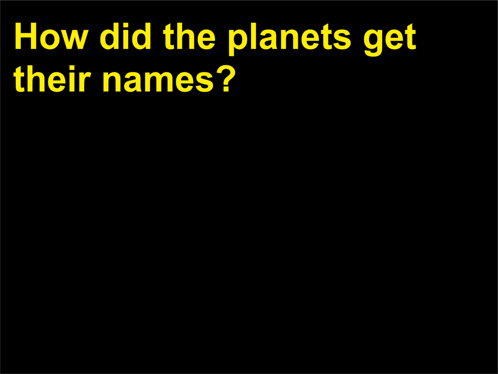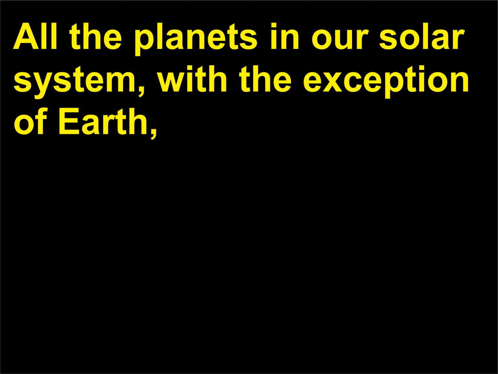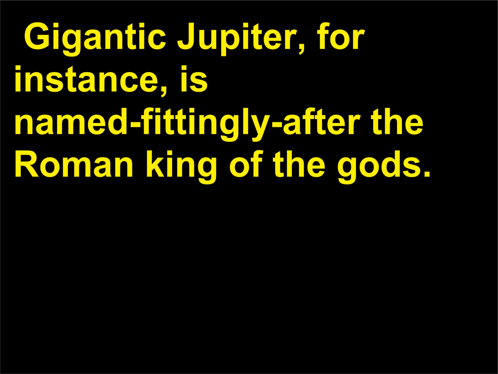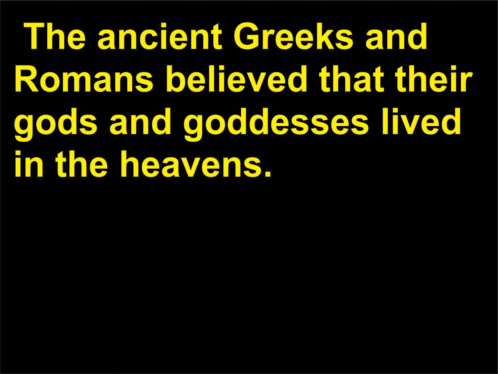How did the planets get their names? All the planets in our solar system, with the exception of Earth, are named after ancient Greek or Roman gods and goddesses. Gigantic Jupiter, for instance, is named fittingly after the Roman king of the gods. The ancient Greeks and Romans believed that their gods and goddesses lived in the heavens.